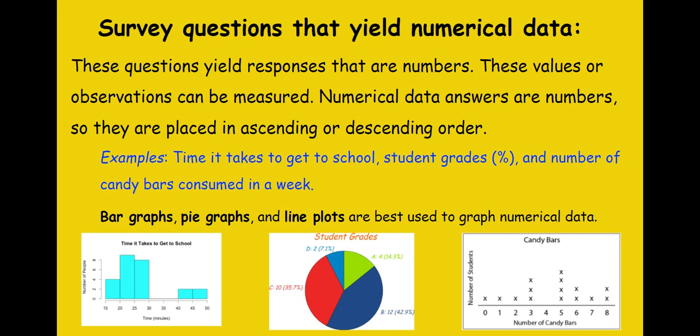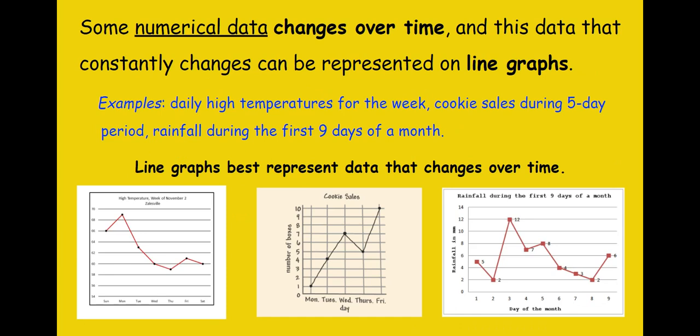Now, some numerical data changes over time. And this data that constantly changes is going to be represented on a line graph. So examples, and if you look below at these line graphs, examples include, maybe I want to look at the daily high temperatures for a week. So between Sunday and Saturday in this particular city, we're looking at the temperatures. And if you notice, the temperature ranges are on the left side on the vertical axis, the y-axis.